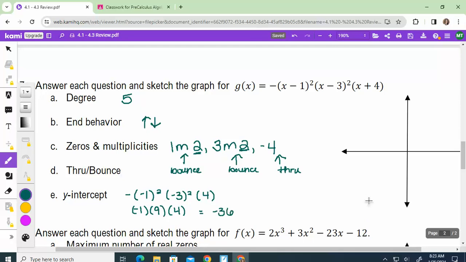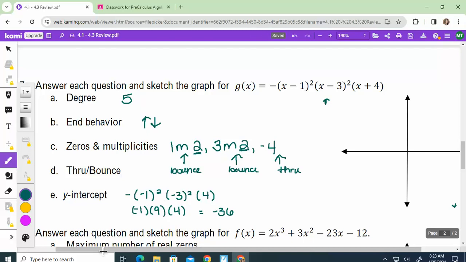Wait, positive one. Oh wait. If this is a positive and then that's negative. That's it. Okay, so on my graph, we know it should start up here and end down here.